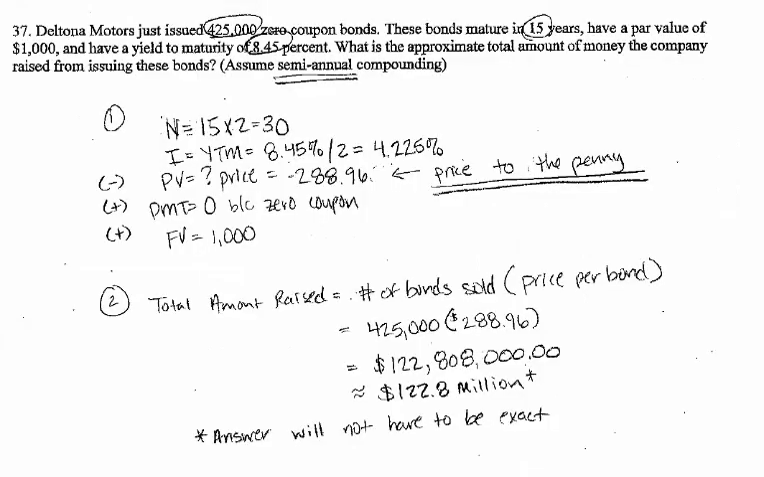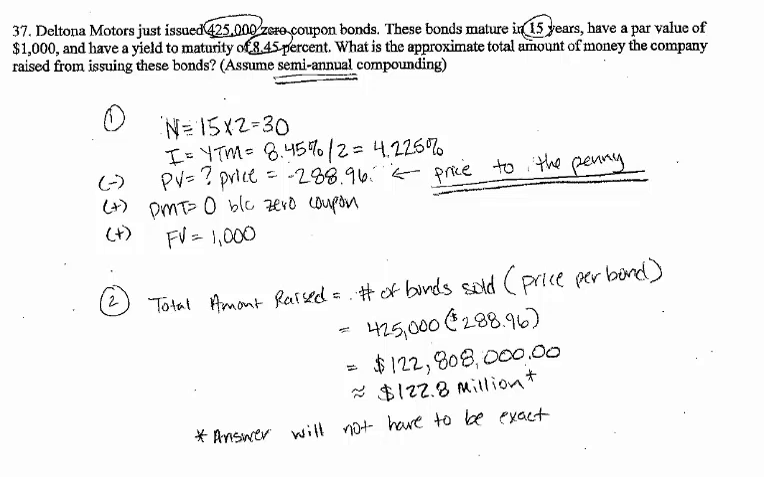Now let's take a look at Deltona Motors problem here, and this is another zero coupon bond. Okay, problem. So Deltona Motors just issued 425,000 zero coupon bonds. What do they pay? What's from an interest perspective? Nothing, right? They're zero coupon bonds. These bonds are going to mature in 15 years, have a par value of $1,000. I didn't even have to tell you that, right? And have a yield to maturity of 8.45%.